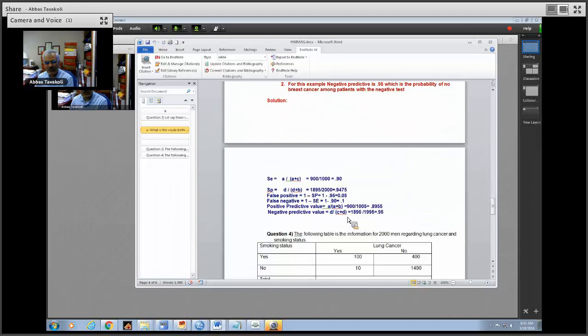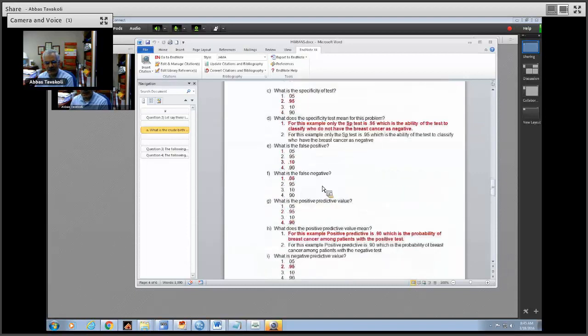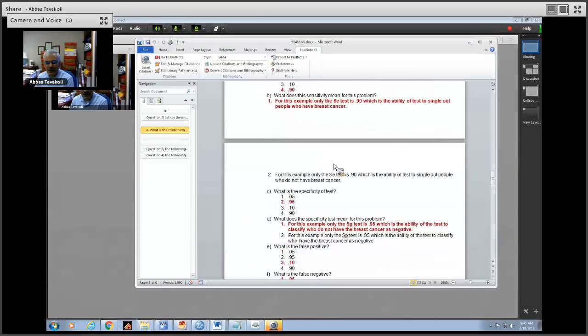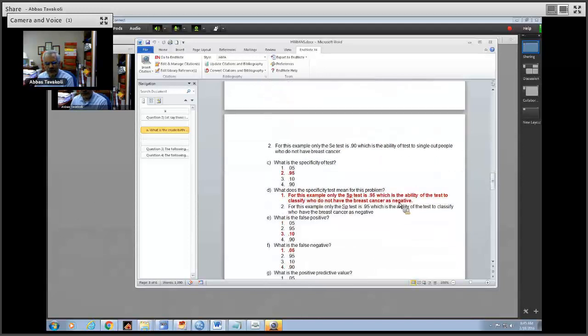And positive predictive value is A over A plus B, 900 over 1,005, which is 0.8955. Negative predictive value is D over C plus D, which is 1895 over 1990, which is 0.95. And so the correct answer for the sensitivity part is 0.9.